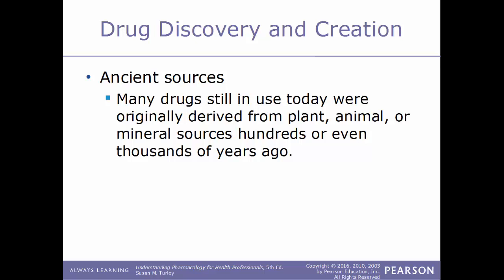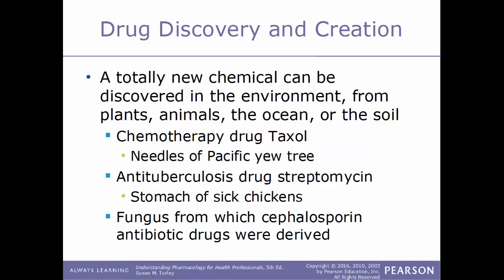Now, many drugs that are still in use today were originally derived from either plants or animals or mineral sources hundreds or even thousands of years ago. Now, a totally new chemical can be discovered in the environment or from plants or from animals or the ocean or the soil. For example, Taxol, which is a chemotherapy drug, is taken from the needles of the Pacific yew tree. The anti-tuberculosis drug, streptomycin, is from the stomach of sick chickens. Another example would be the fungus from which cephalosporin antibiotics are derived.